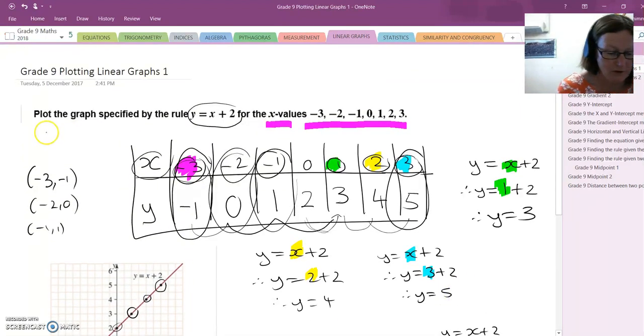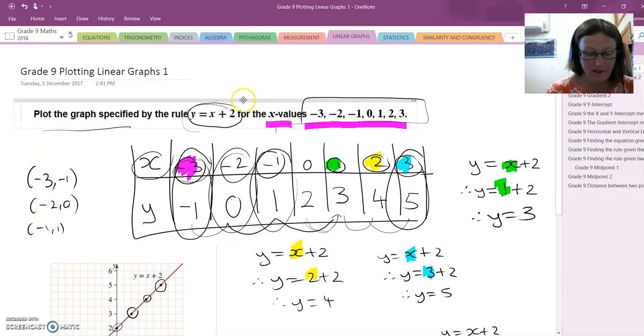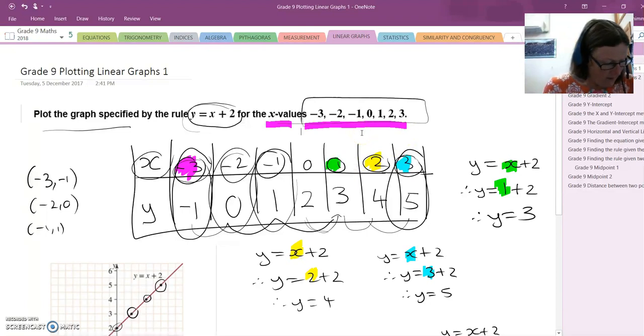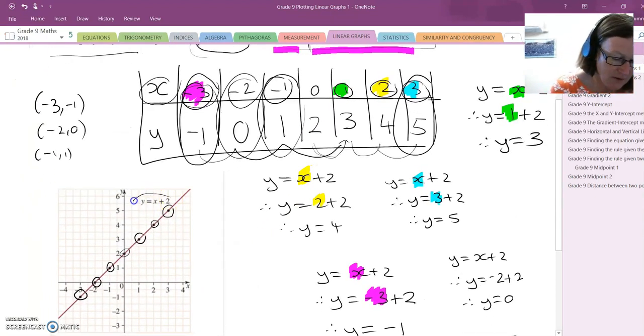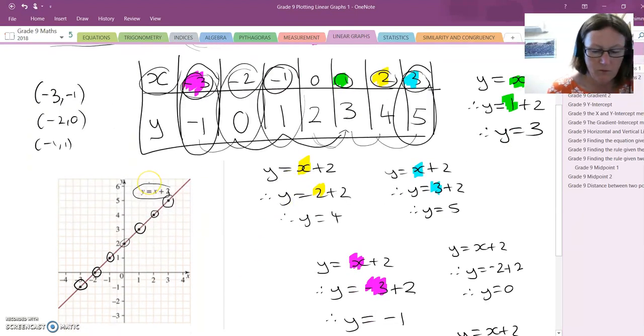So we have plotted the graph of this rule from the values -3 to 3. We've used our table. So remember, in our table, select the x values, and in this case we're told the x values. Substitute each x value into the linear equation to find the corresponding y value. Plot these coordinates on a Cartesian plane, rule a straight line through the plotted points, and label this line with the rule. So here's the rule, and label the line with the rule.